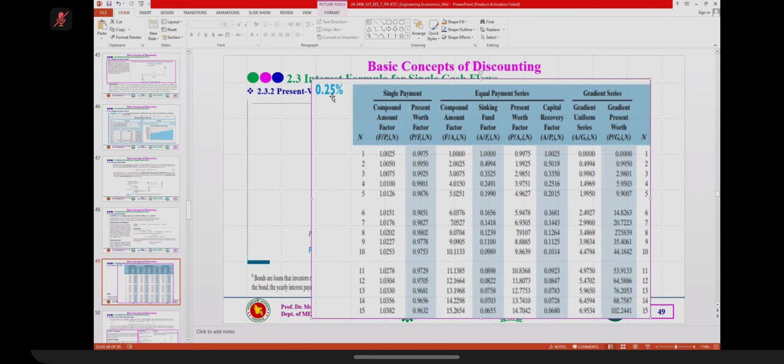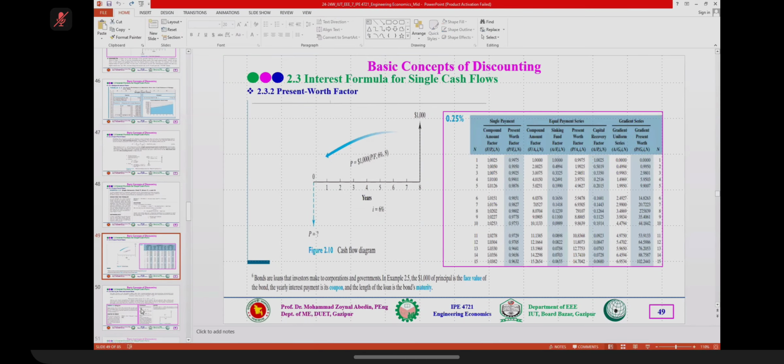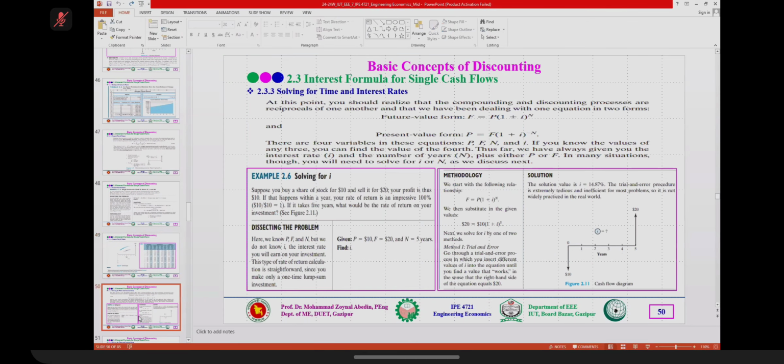Let's see 0.25% and the percentage, and this is the value. You can see the compound amount factor, find F given P, i, n. Here, find P given F, i, n. Side by side is given, no problem. Very simple.